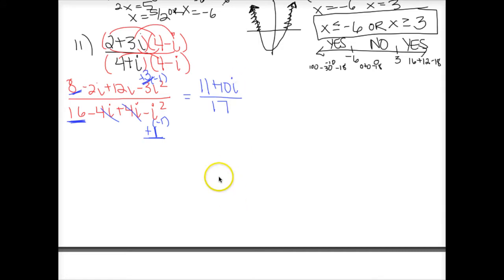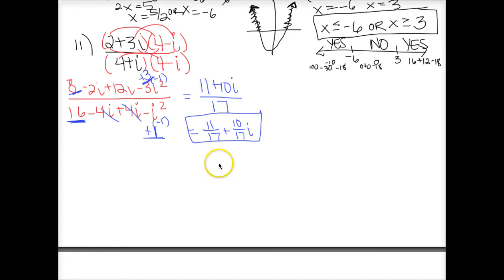Now, final step is what some people forget. It says write your answer in the form a plus bi, so you have to separate the real part, 11 divided by 17, which doesn't simplify, from the imaginary part, which is 10 over 17i. So make sure you don't forget that. A lot of people forgot that on the quiz.